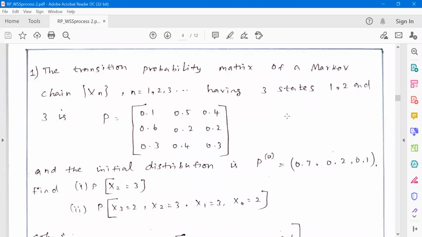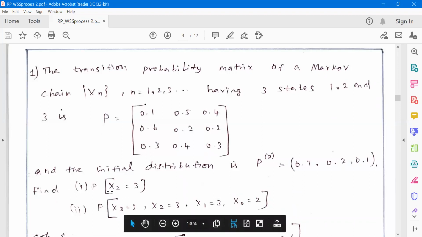Good morning, students. In this video lecture, we are going to discuss problems based on Markov chain. This is problem number one: the transition probability matrix of a Markov chain {Xn}, where n is equal to 1, 2, 3, having three states 1, 2, and 3, is given as the matrix P, and the initial distribution is P0 equal to (0.7, 0.2, 0.1).